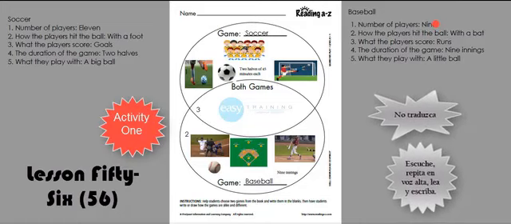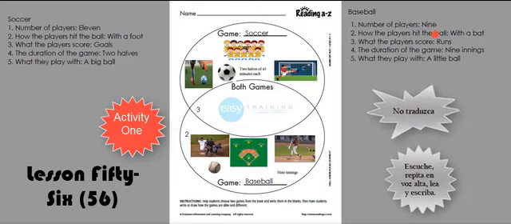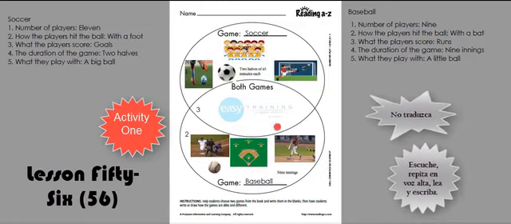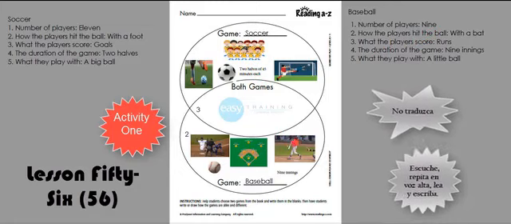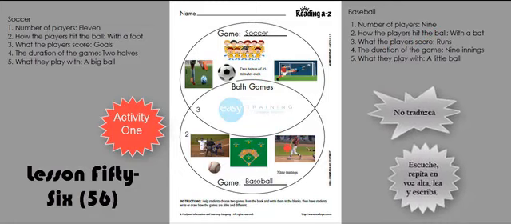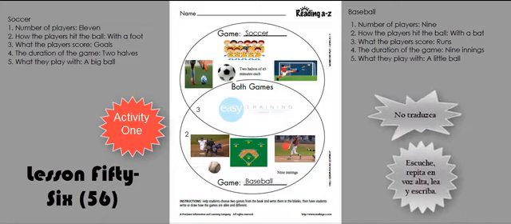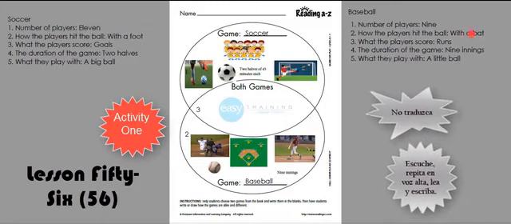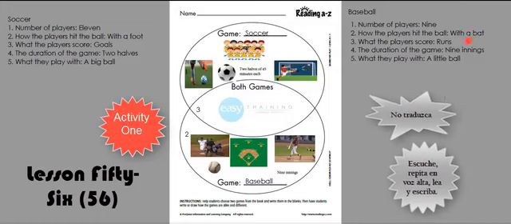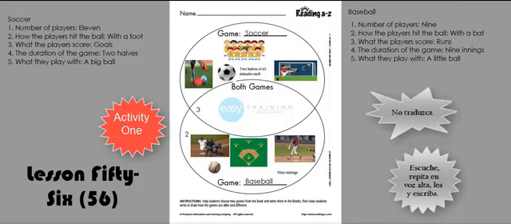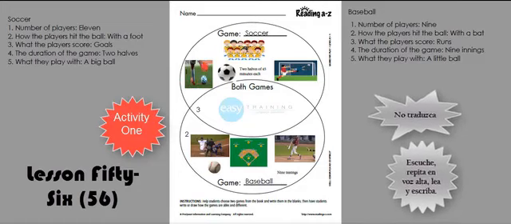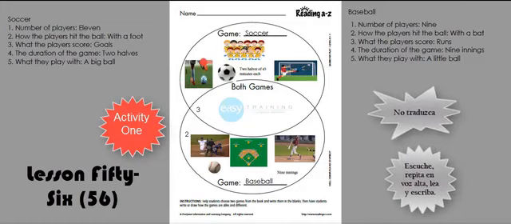The second item is how the players hit the ball. Here is a baseball player hitting the ball with a bat. Here is a bat. So baseball players hit the ball with a bat. Whereas soccer players hit the ball with a foot. Here he is hitting the ball with one foot.